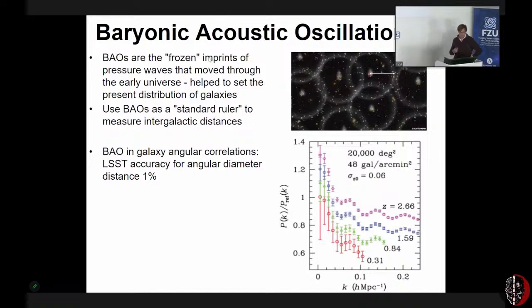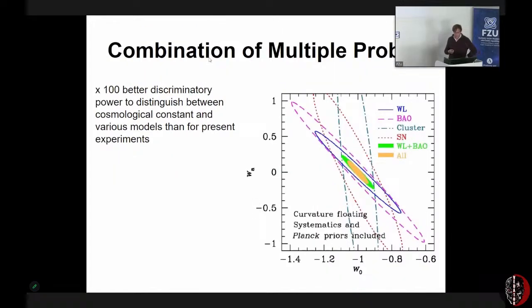So another probe for the dark energy and dark matter is so-called baryonic acoustic oscillations. Those are frozen imprints of pressure waves that move through the early universe, and people call them a standard ruler. They allow us to measure intergalactic distances as well, and have sensitivity to the dark energy and dark matter. So all these 5 probes can be combined. Again, people are writing software to do the combination in an optimal way. So that's one of the examples.